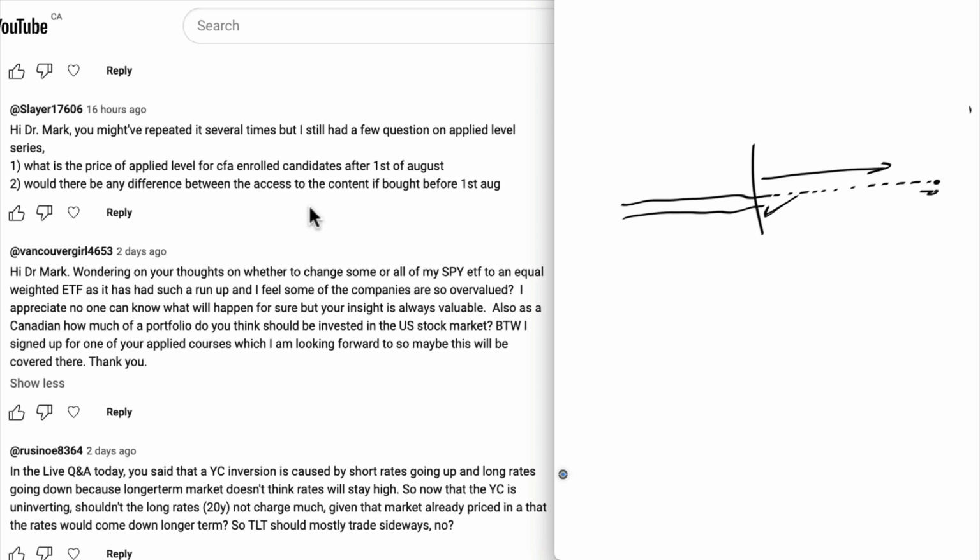You might have repeated several times, but I have a few questions on the applied level series. What is the price of the applied level for CFA enrolled candidates after August 1st? 320. The same price, it doesn't change.